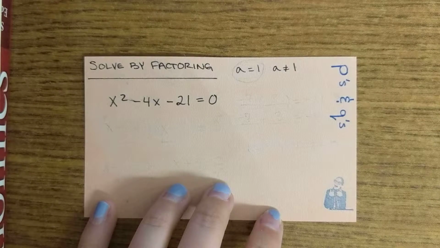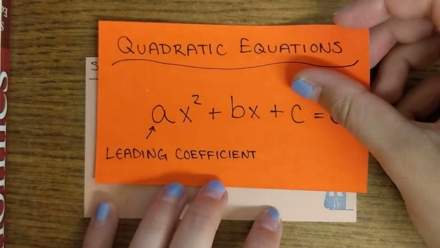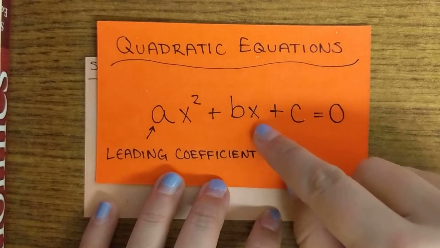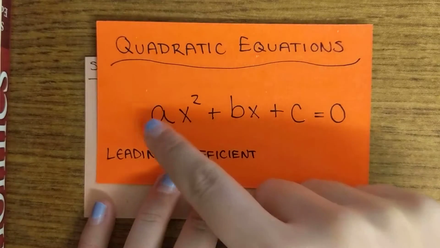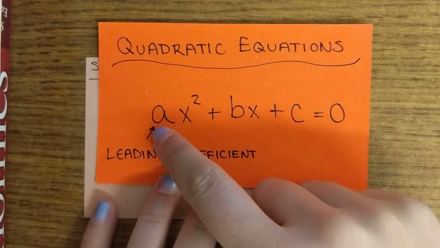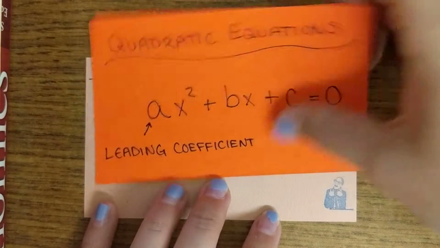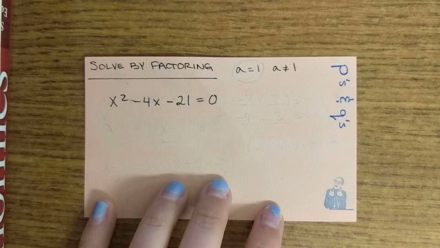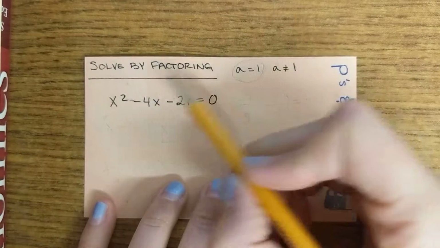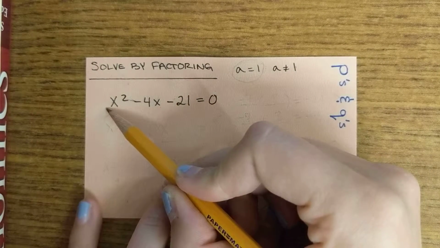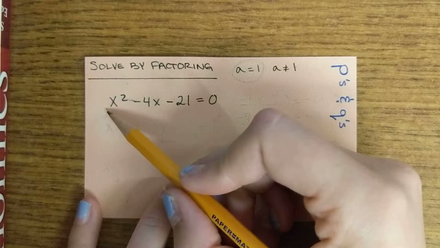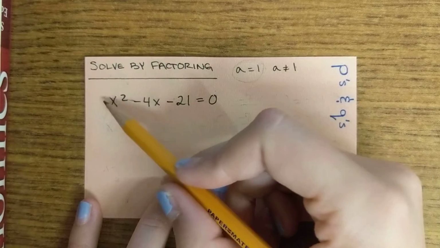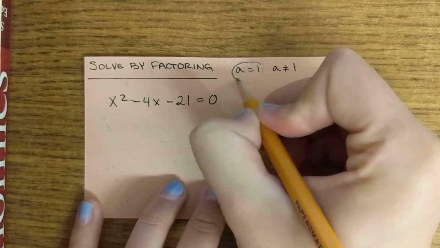In order to solve quadratic equations by factoring, they need to be in this form: ax squared plus bx plus c equals 0. The leading coefficient is referred to as a, the number in front of the x squared. The leading coefficient affects which type of method we will use to factor. Here, we don't see any number written in front of the x squared, so we know that it's 1, because 1 times x squared would be x squared. So a is equal to 1.